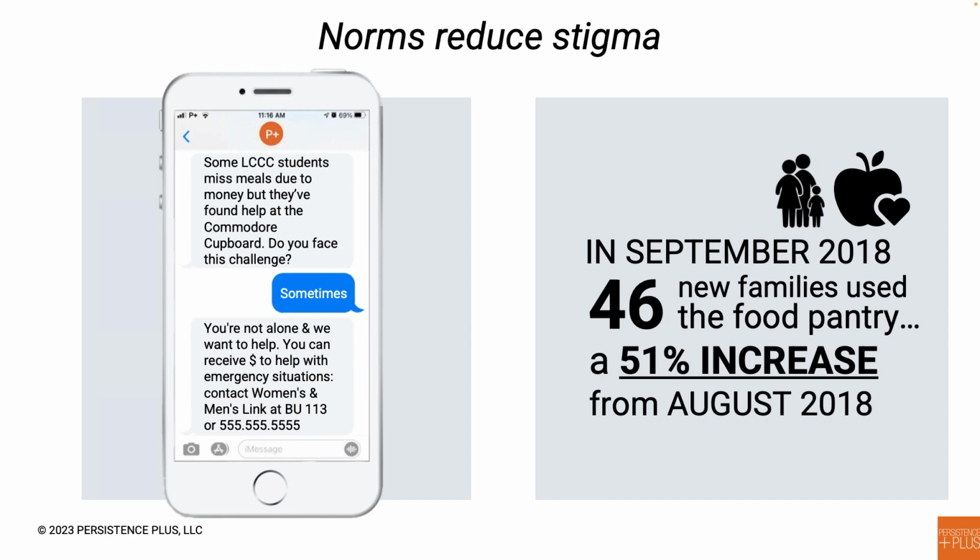And we tracked use of the food pantry for the next month and found that there was a 51% increase in seeing new families coming to the food pantry compared to the month before. So norms seem to be especially powerful with anything that has some sort of stigma or shame attached to it.